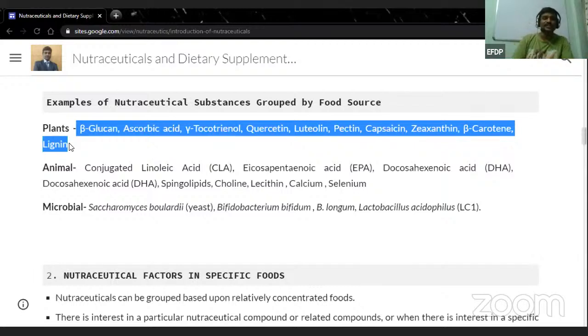The animal products are eicosapentaenoic acid, then docosahexaenoic acid, that is DHA, specifically CLA, that is conjugated linoleic acid, then along with that choline, lecithin, and selenium. Shall I continue for 15 minutes more?